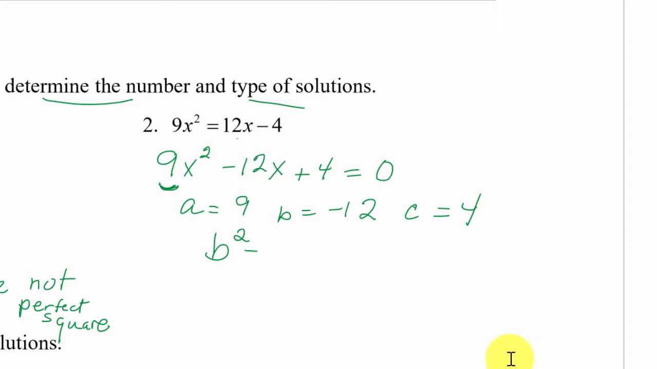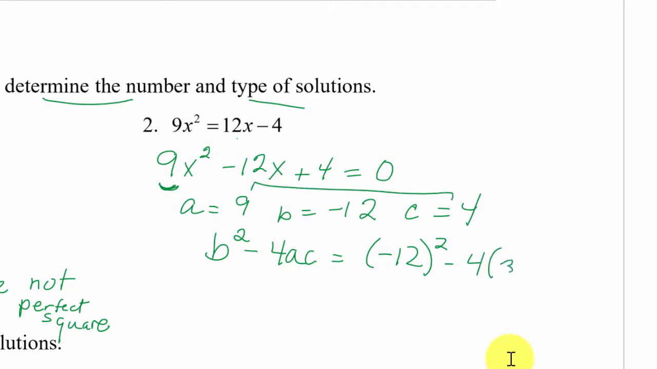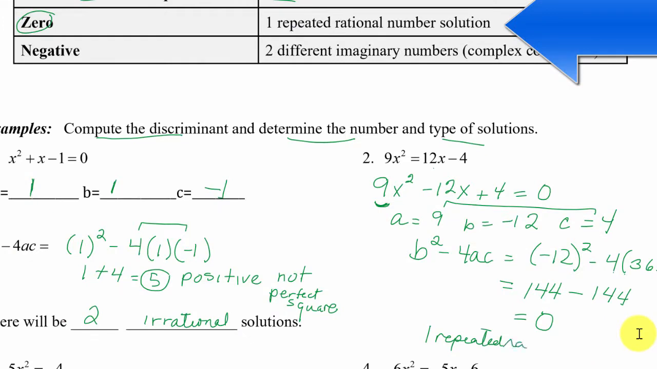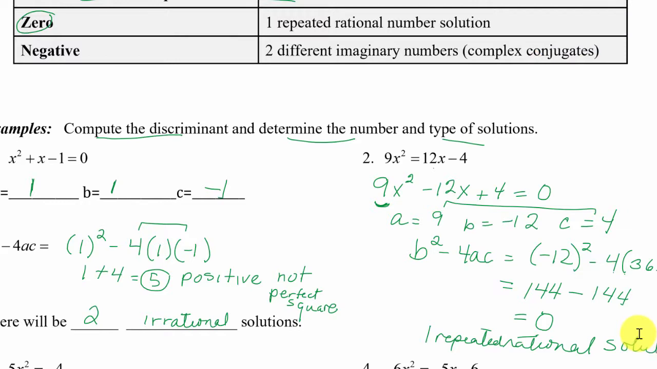So discriminant is b squared minus 4ac. So negative 12 squared minus 4, and then a times c is 36. So then here we got 144, and then here we have 144. So our discriminant is 0. So when our discriminant is 0, then we get one repeated rational solution. And we sometimes call that a double root because it happens twice. So it's repeated. So it's double. Okay.